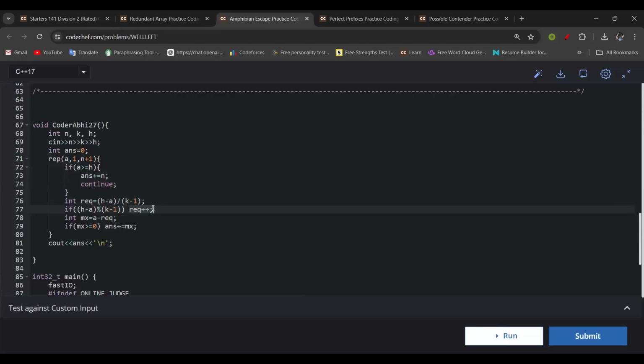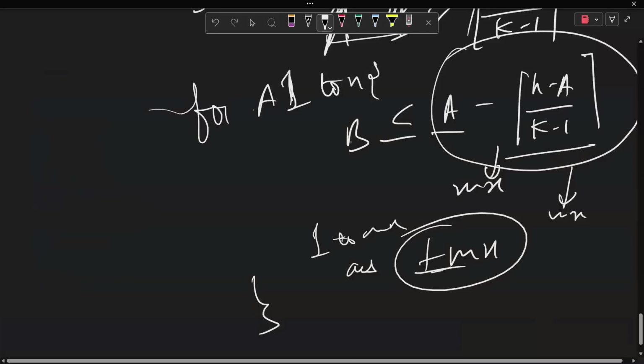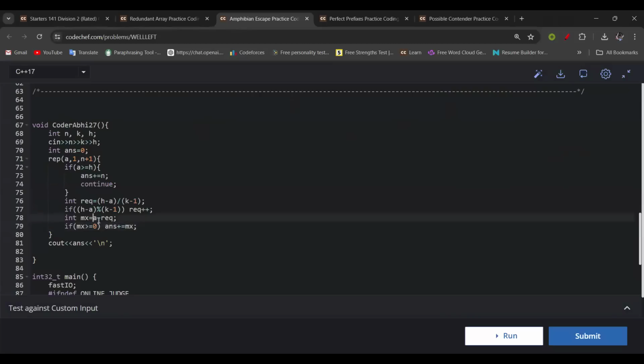So basically, this is one way to compute the ceil: you take the floor by dividing, doing an integer division. Then if this modulo is greater than zero, it means we get some remainder, so add a plus plus to our answer. So this would give us the ceil of (H minus A) by (K minus 1). So mx is A minus the ceil of this thing. A minus required is our mx.